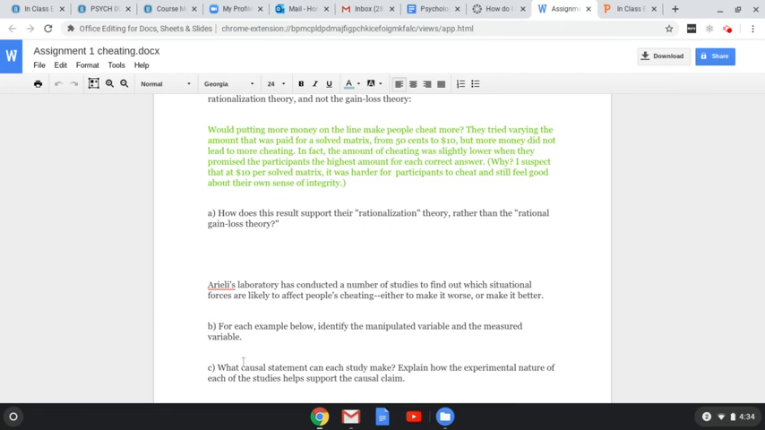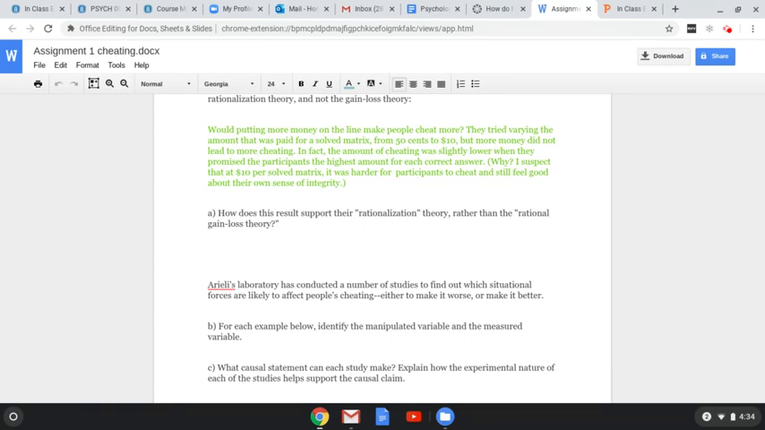Although this is sort of a preview for Chapter 3, because we're going to go over that again, you should have some idea, at least from Psych 1, about what is the manipulated variable and the measured variable and how we differentiate them. The manipulated variable is also called the independent variable.